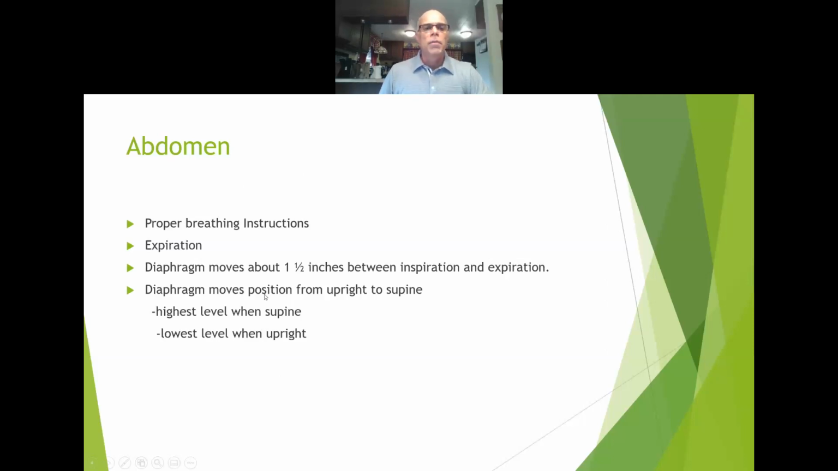It says the diaphragm moves positions from upright to the supine, and the highest level of the diaphragm is when you're supine and you're exhaling because it brings it up. The lowest level is when you're standing up, because obviously the weight of all the internal organs in the peritoneum by gravity itself will drop. Usually drops 1.5 to 2 inches down.